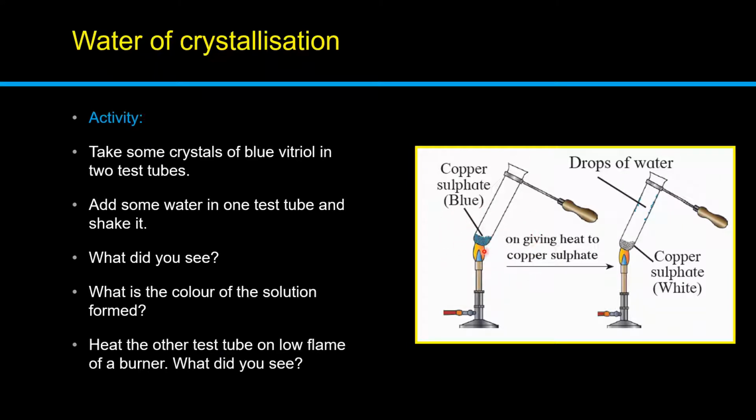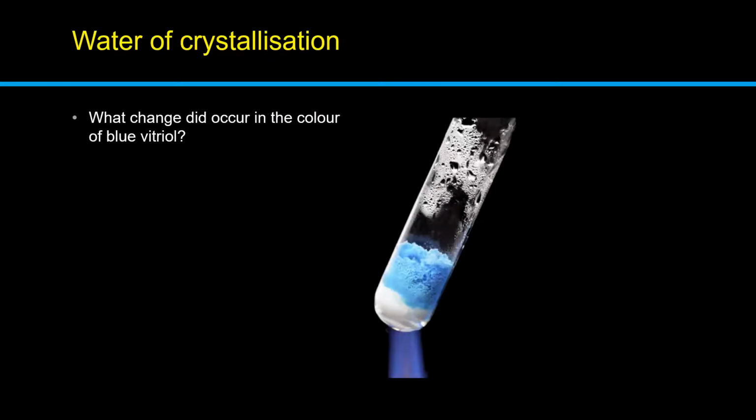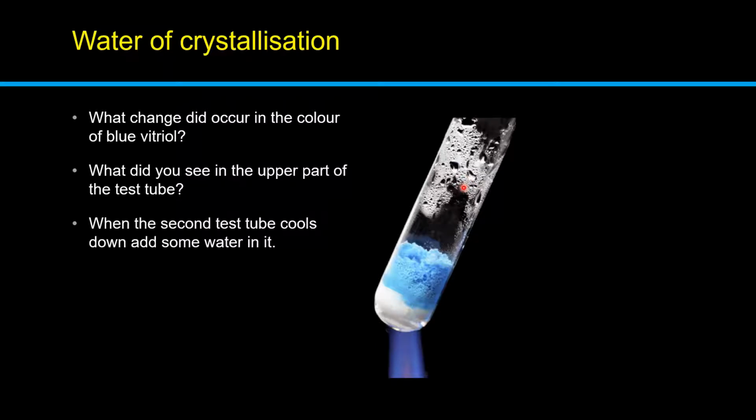Here we have not added water. We are just heating up the test tube containing copper sulfate salt. What will you observe on heating this? What change occurred in the color of the blue vitriol? As you can see, on applying heat, you will see the salt changing color. What do you see in the upper part of the test tube, children? Yes, these are droplets of water.